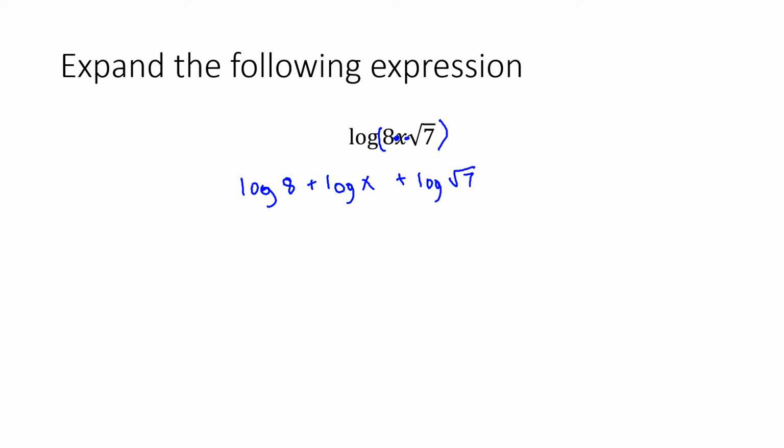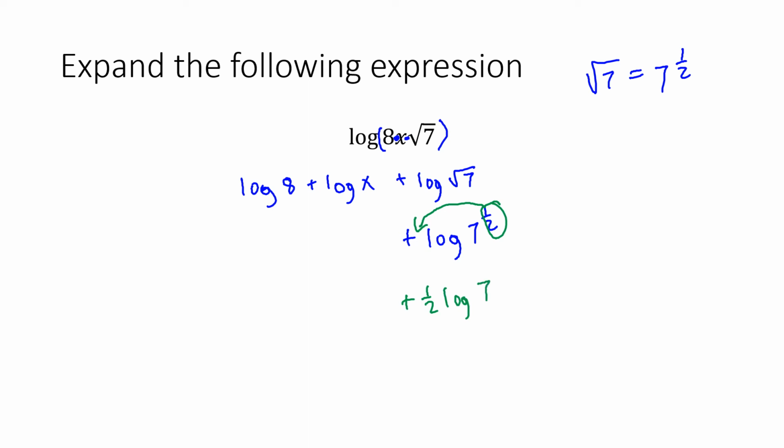Some people might say we're done, but remember that the square root of 7 is the same as 7 to the 1/2. Half powers are square roots. So we could say this is log of 7 to the 1/2. And of course, if we apply the power rule, this 1/2 is going to end up coming in the front. So our final answer is going to include this 1/2 log 7. Everything else is going to stay the same.